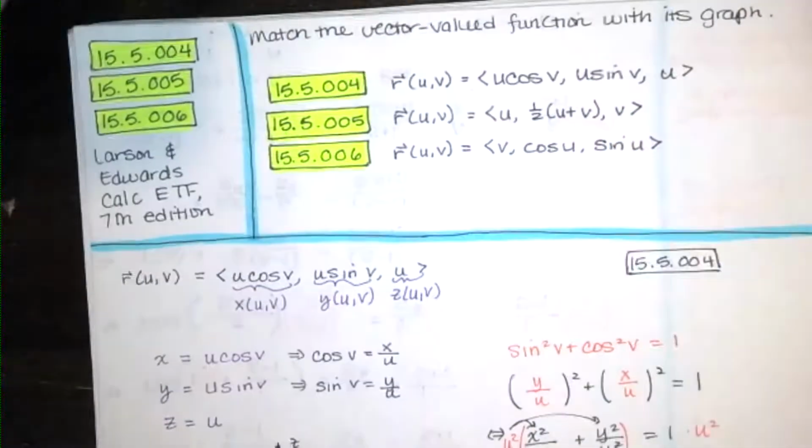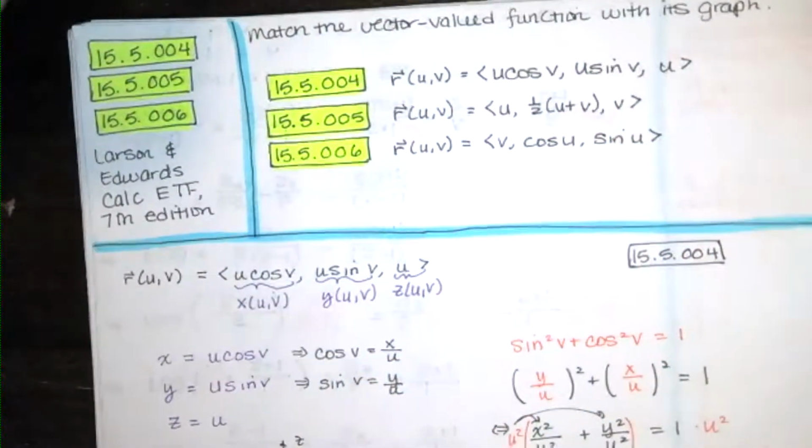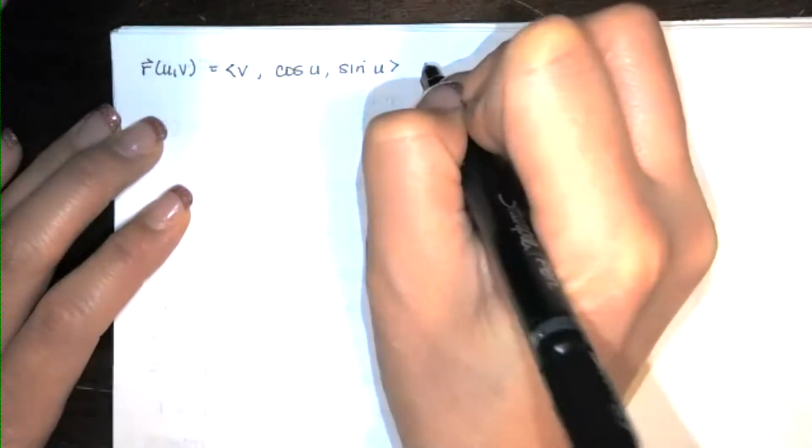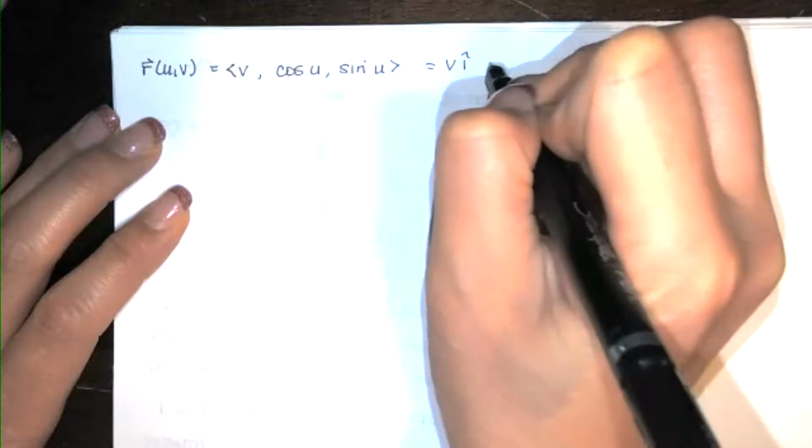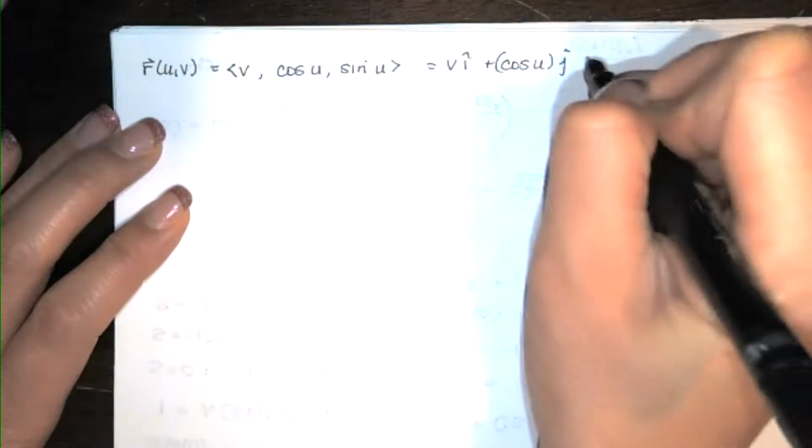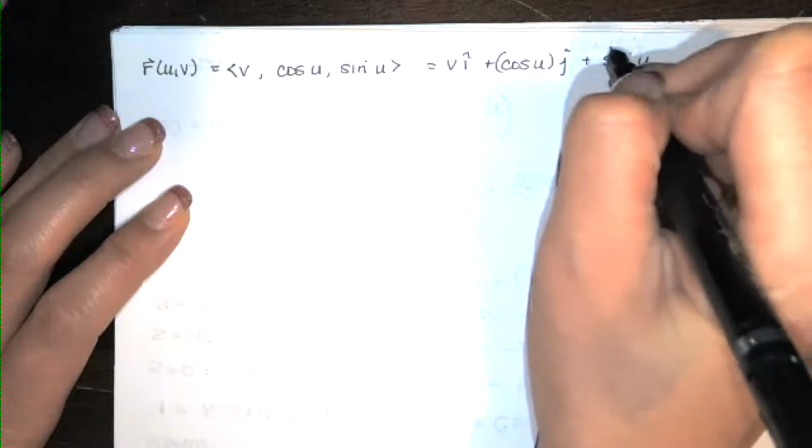So that is that one, and let's do the last one. It has another cosine and sine in it. R of u and v equals v times i hat plus cosine of u times j hat plus sine of u times k hat. I prefer to write it like that because it's shorter, but WebAssign lists it for you this way. It's the same thing.